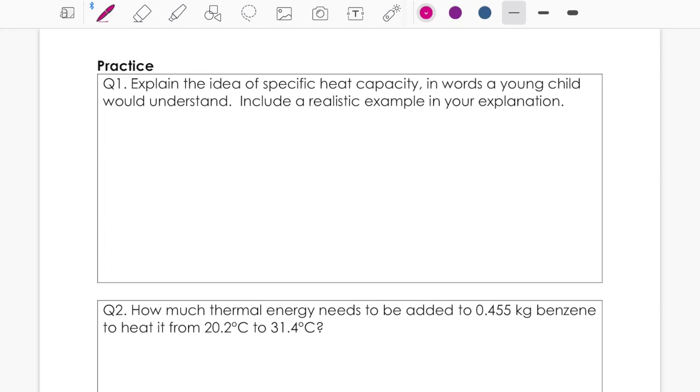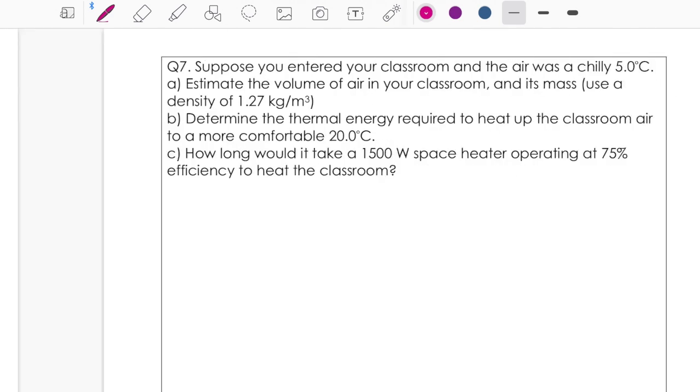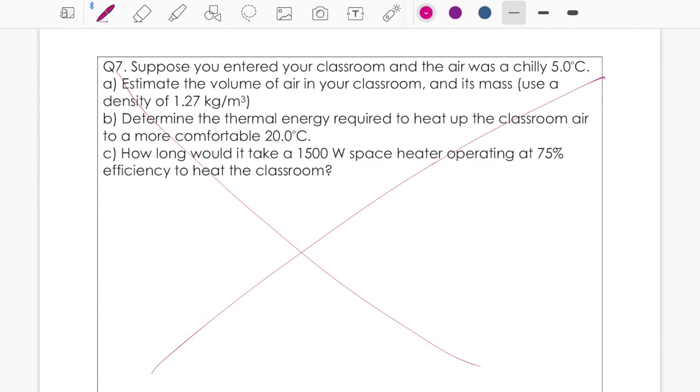For your practice problems, they're all pretty straightforward. Nothing too tricky. The big thing is just making sure you know which one is absorbing energy, which one's releasing energy, keeping track of the different variables. And you do not have to do question number 7.